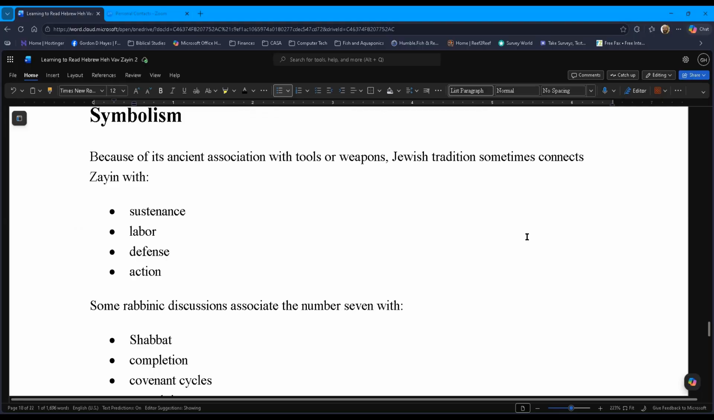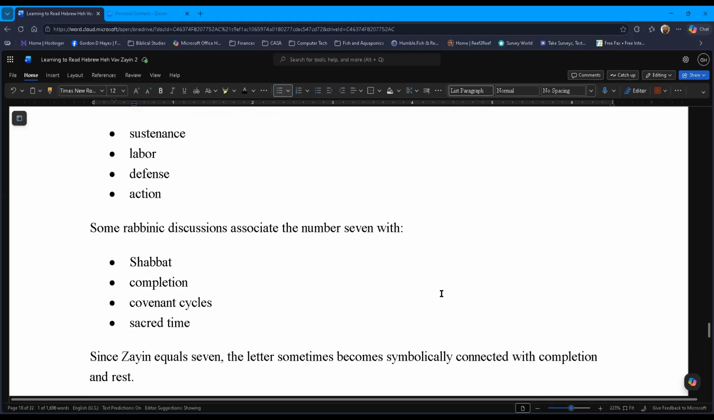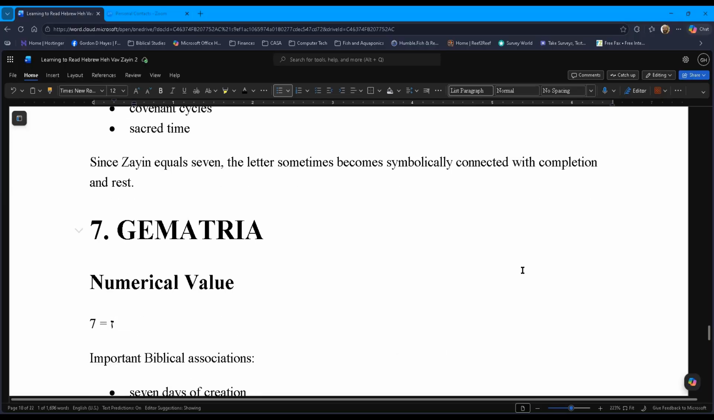Because of its ancient association with tools and weapons, Jewish tradition sometimes connects Zayin with sustenance, labor, defense, and action. It is the number 7, as we'll learn. And some rabbinic discussions associate the number 7, which is its gematria, with Shabbat, completion, covenant cycles, and sacred time.